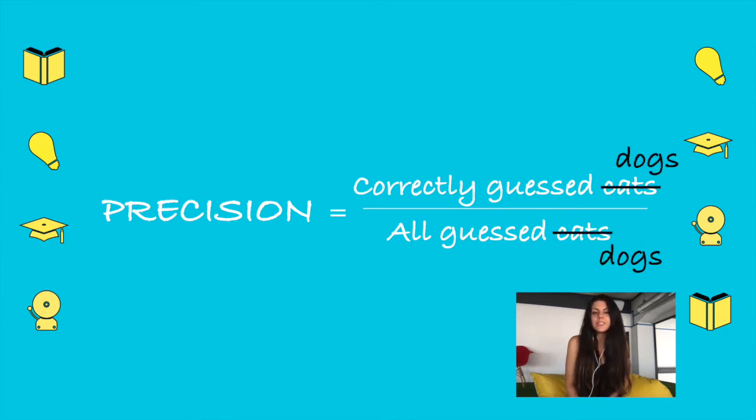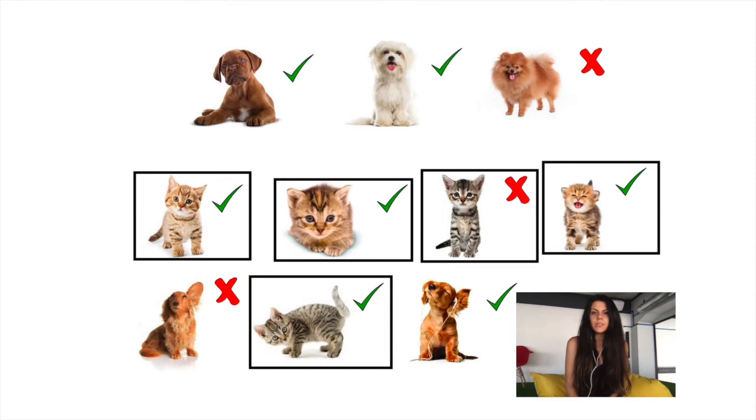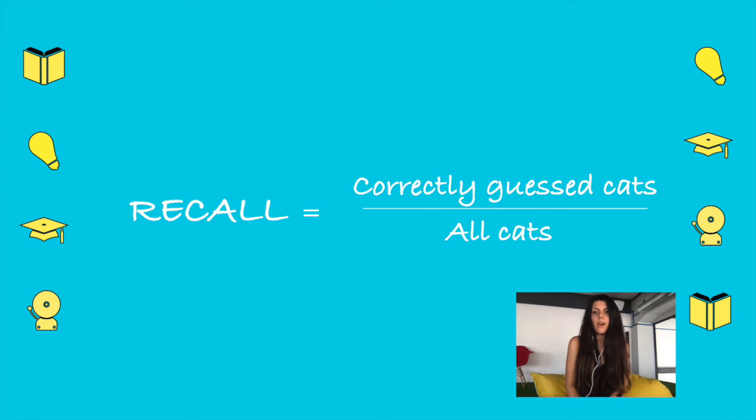Another useful metric is the recall. It shows us, out of all cats in the set, how many we guessed correctly. So 5 cats, 4 correct labels. It means that our recall is 4 out of 5. High recall means that the algorithm returned most of the relevant results.